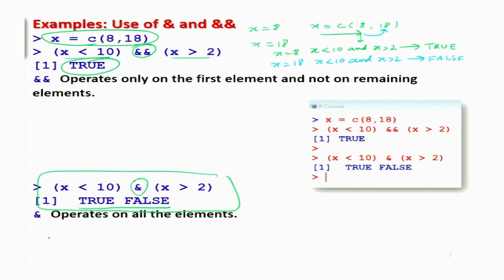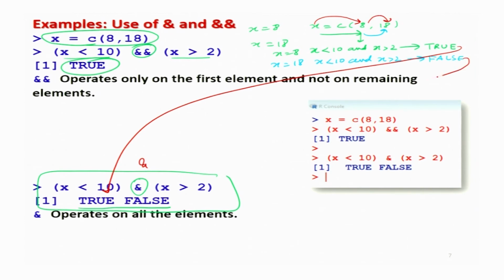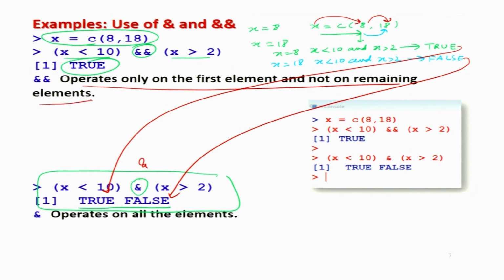So now what is happening? When we are trying to work with single AND, then R starts from the first value in the data vector x, it takes the answer true and it brings it here. And after that, R moves to the second value, it finds the answer and brings it here as false. So the same thing is happening: when you use double operators, it operates only on the first element and not on the remaining elements, and when you use the single AND operator, it operates on all the elements, right.